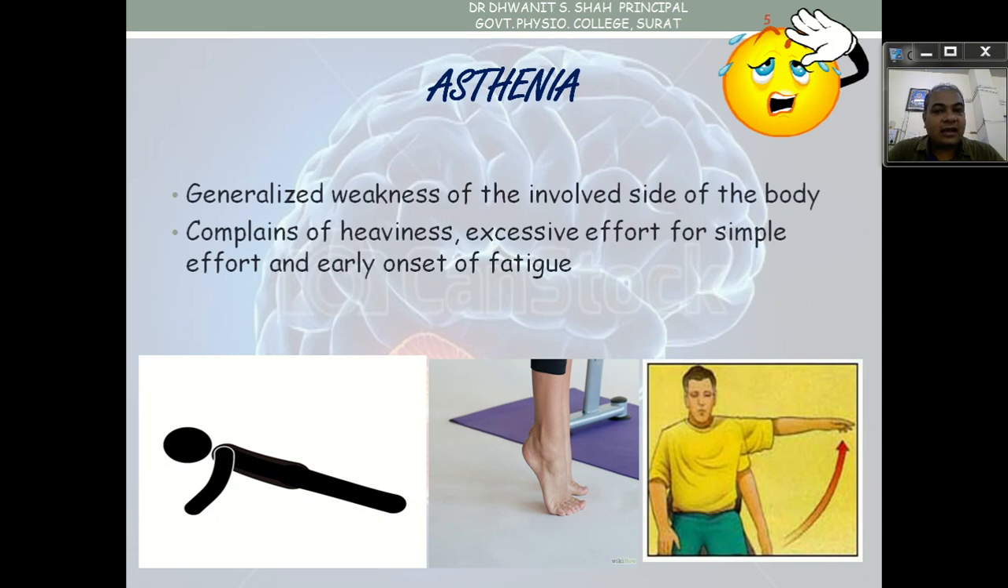Second is asthenia. This is generalized weakness of the inward side of the body. Complaints of the heaviness, excessive effort for simple effort, and early onset of the fatigue. This is a very common sign in asthenia. The patient will get tired very easily, will fatigue so easily. Okay, not able to do repeated movements. Okay, he needs very much effort to do the simple activity. Okay, that all happens to the inward side of the body.